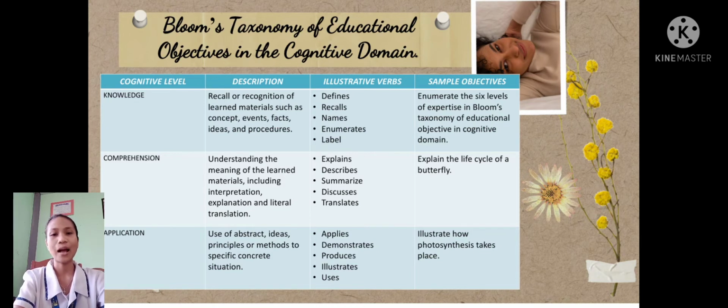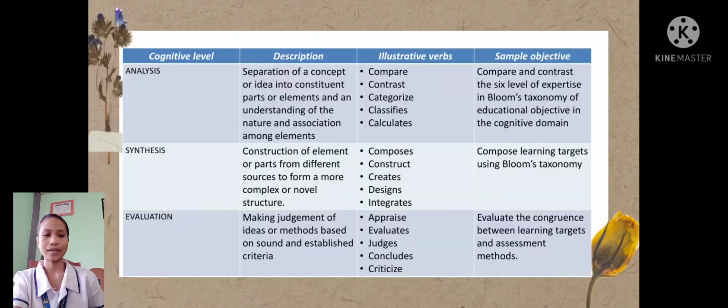The third is application. Application is the use of abstract ideas, principles, or methods in a specific concrete situation. The illustrative verbs that can be used in application are apply, demonstrate, produce, illustrate, and use. An example is: illustrate how photosynthesis takes place.